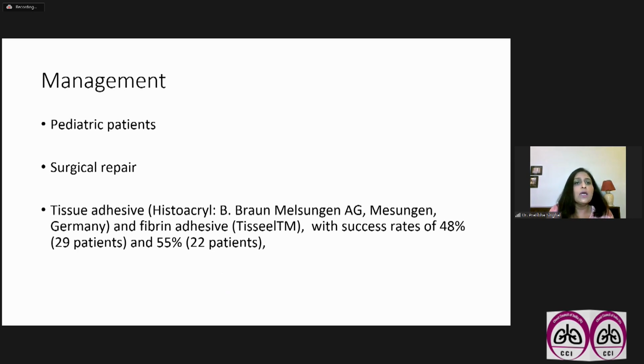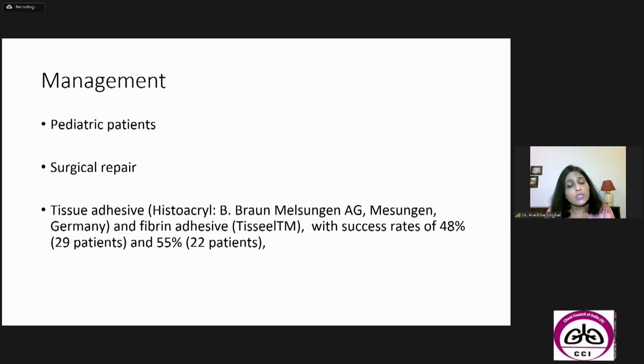Management of pediatric patients is something that we don't often deal with. However, just for your information, surgical repair in esophageal atresia is the primary treatment of choice. I'm sure our CVTS surgeon will shed more light on it. And tissue adhesives, even in small pediatric TOFs, have been studied and have had success rates of 48% with Histoacryl and 55% with the fibrin adhesive.